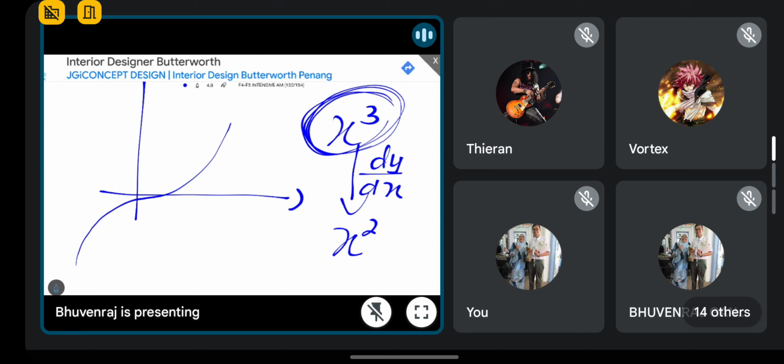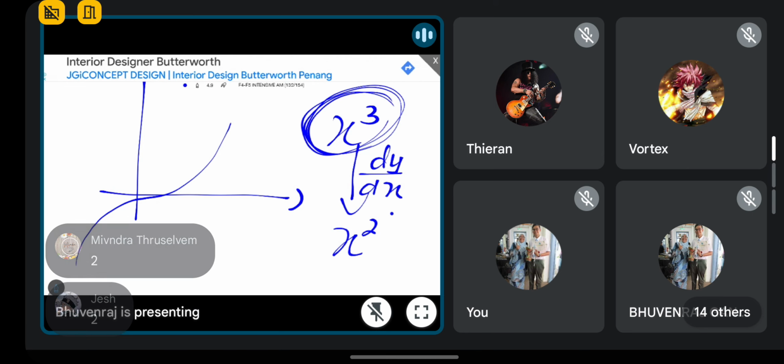Berapa titik pusingan kamu boleh kenal pasti kat sini? If you recall and see. Others? Yang lain? Try to see the shape of the graph, guys. The shape is the key. Yes, very good, Mirindra, Jesh, 2.